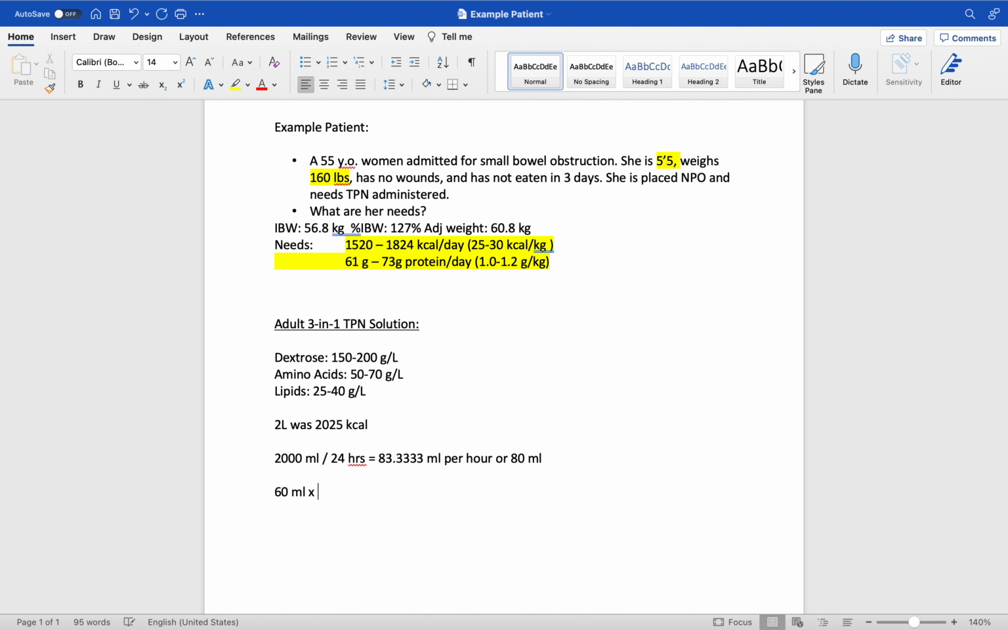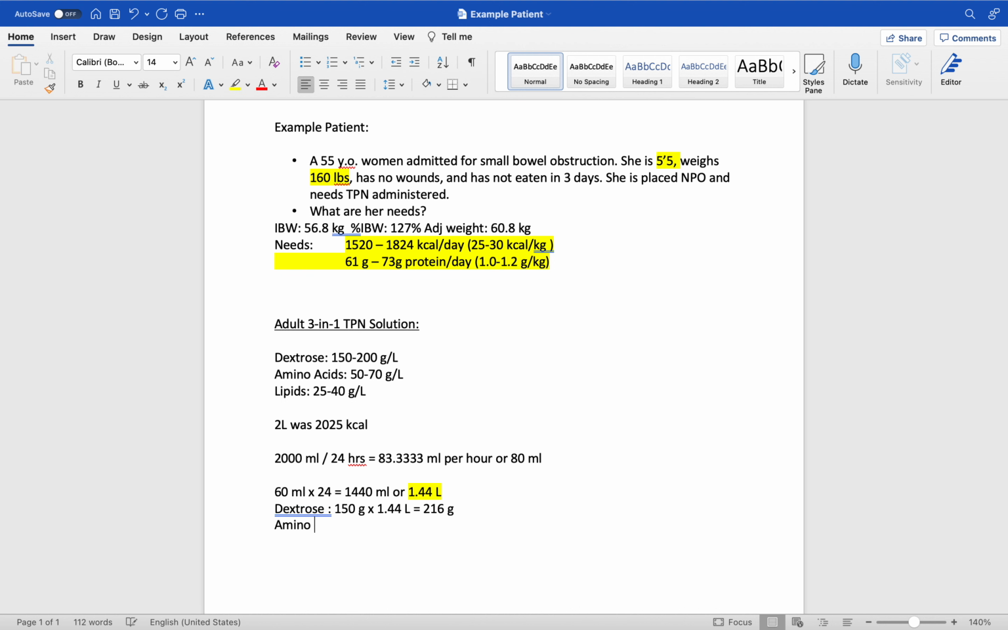So 60 ml times 24 equals 1,440 milliliters or 1.44 liters. Okay, so that's how many liters I'm going to have in this TPN solution. So I take my dextrose. I'm just going to stick with the 150, so 150 grams per liter. So 150 grams times 1.44 liters equals 216 grams of dextrose for this solution.